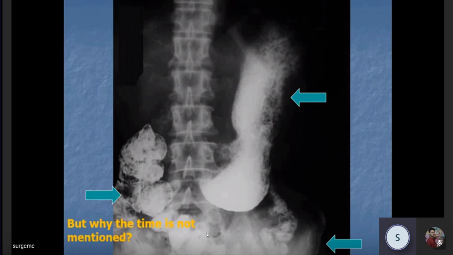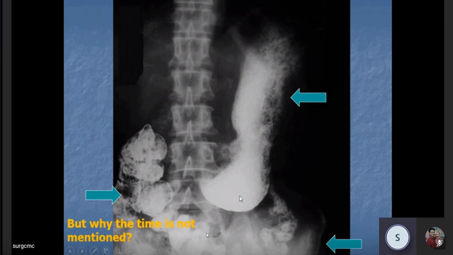Somebody was asking at that point of time. A chronically obstructed pylorus giving rise to a hugely distended stomach. Stomach has gone up to the pelvis. Normally, do we have stomach up to the pelvis? Do you think so? No. So, it's a hugely distended stomach. Yes or no?